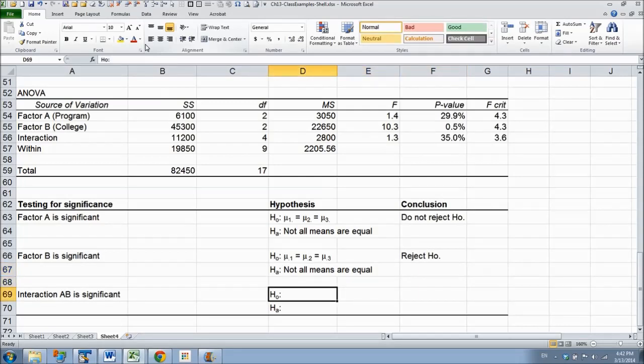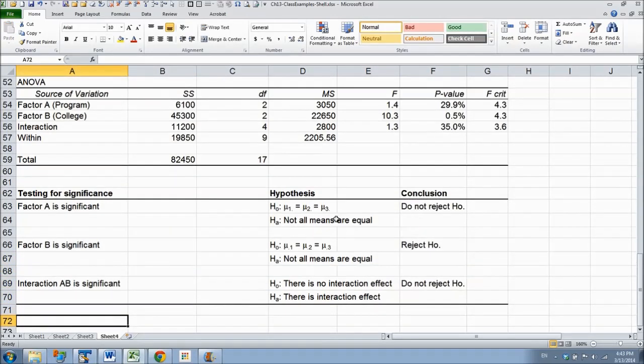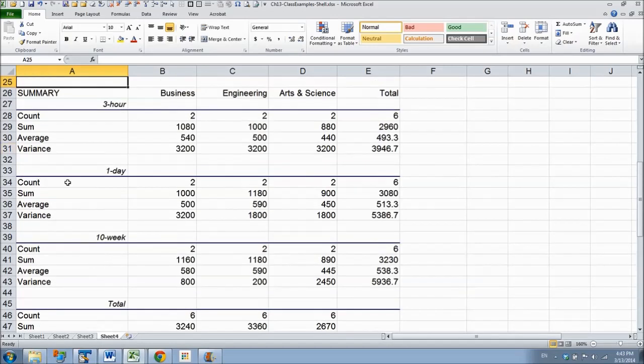The third hypothesis is whether the interaction effect AB is significant or not, and the hypothesis should be stated in this fashion. The null hypothesis is that there is no interaction effect. The alternative hypothesis is that there is an interaction effect. Now we check the p-value. Once again, the p-value is 35%, larger than 5%, so we cannot reject the null hypothesis. So the conclusion is do not reject H sub 0. We can further analyze the interaction effect by plotting the means of different levels of factor A and different levels of factor B. So we look at the graphing in the next video.